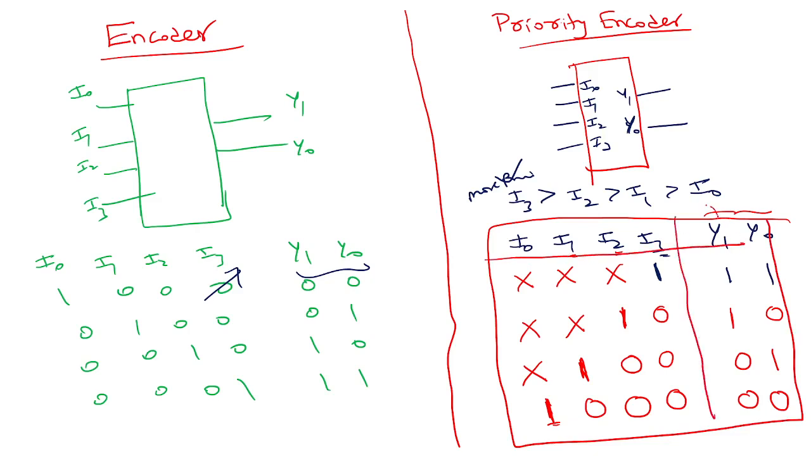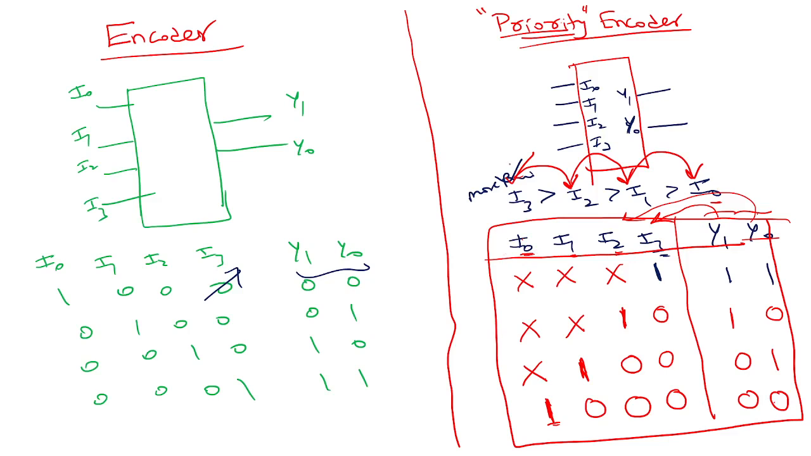Accordingly, you can find out Y1 and Y0 in terms of Boolean equations, in terms of I0, I1, I2, I3. But this is the basic difference between an encoder and a priority encoder. The moment you see priority, first you have to check whether I3 is 1, then move to I2, then I1, then I0. Accordingly, the output: if I0 is 1, it means 0 0, right?